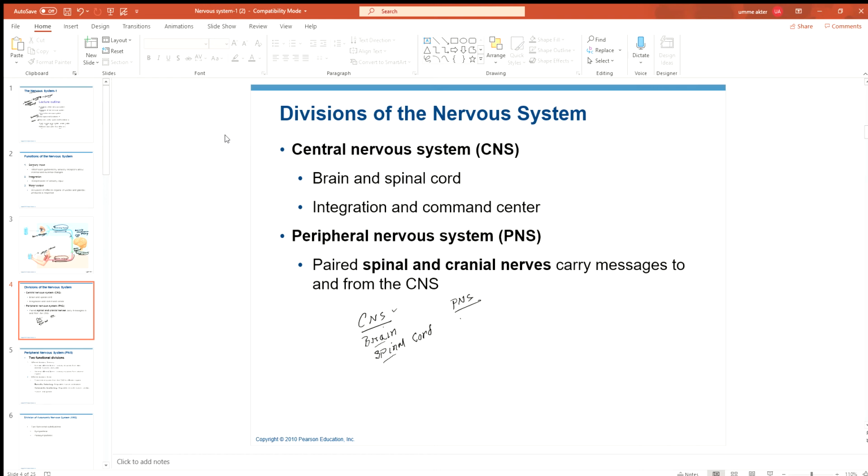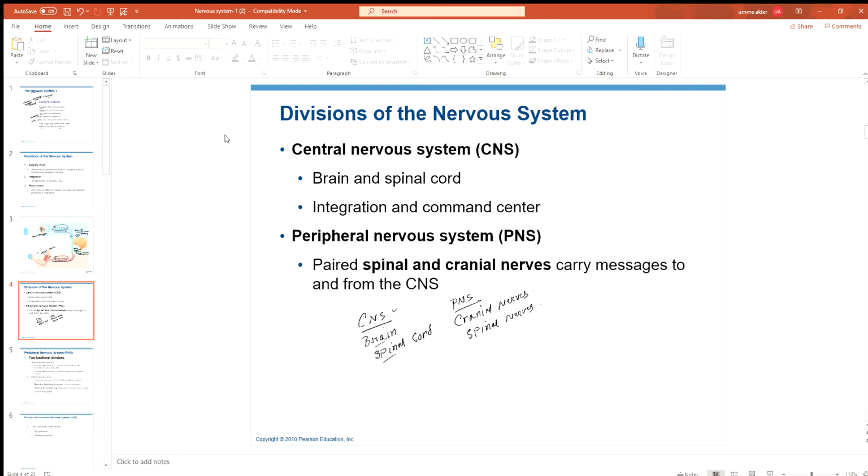Peripheral nervous system or PNS includes cranial nerves and spinal nerves.